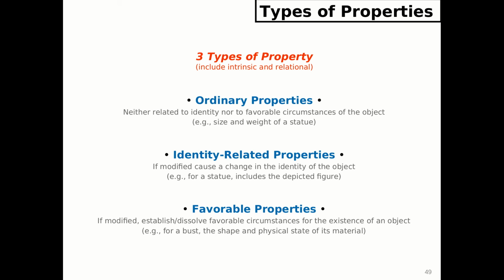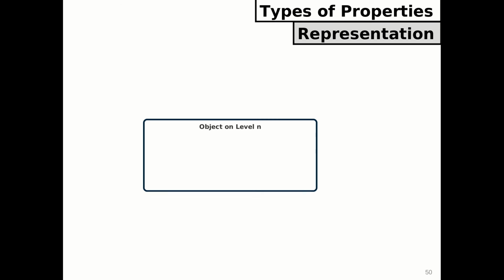And finally, we have the favorable properties, which are those that, if modified, establish or dissolve the favorable circumstances for the existence of an object. For example, for a bust, the shape and the physical state of its constituent material are favorable properties for its existence. On the remaining slides, these properties will be represented as follows.